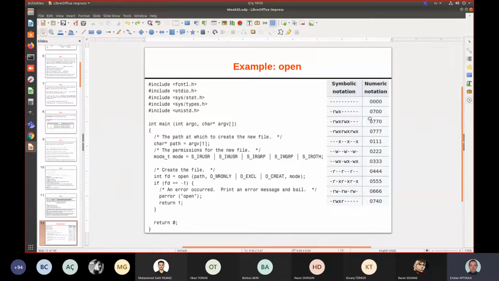Now here we also have the octal representations in numerical format to the right in order to see which numbers they correspond to. The read-write-execute. The first group of three letters on the left corresponds to the permissions of the user. The middle three characters correspond to the permissions of the group, and the three characters to the right correspond to the permissions of all the other users.